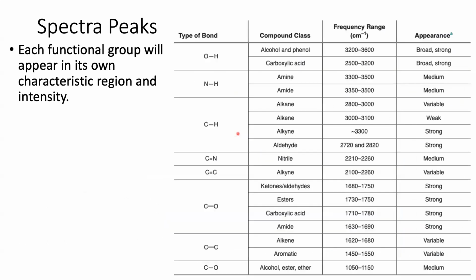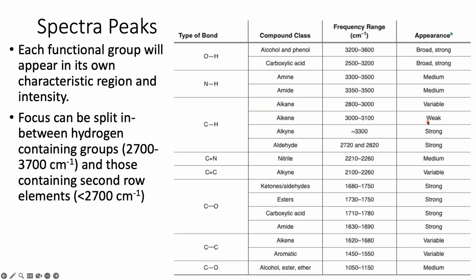And so what we can do is use a set of tables that tell us exactly at what frequency we'd expect any given functional group to show up. Some of these have very characteristic intensities. As I said previously, oxygen-hydrogen bonds tend to be very broad and very strong. Other bonds, such as alkene-hydrogen bonds, can be a little bit weaker, so that means they don't go as far.